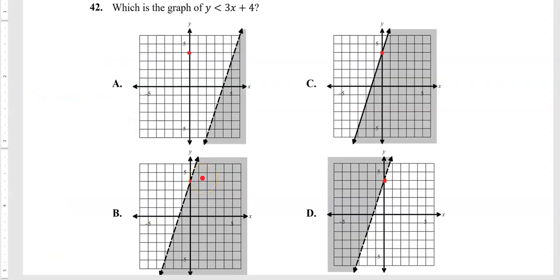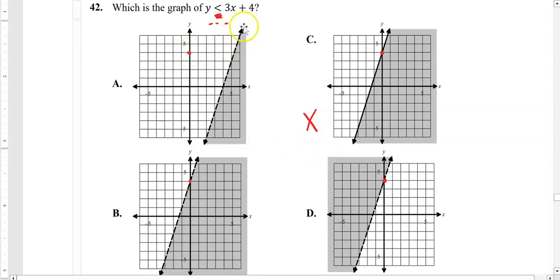All right, number 42, we're graphing one of our inequalities on our coordinate plane. Because this is just a less than, we know we're going to have a dotted line. So we can already tell that C is not going to be an answer here. I already put a dot on our graphs where our y-intercept is, because 4 is our y-intercept, positive 4. You can see now that A cannot be the graph that we want, because it does not cross the y-intercept at positive 4.